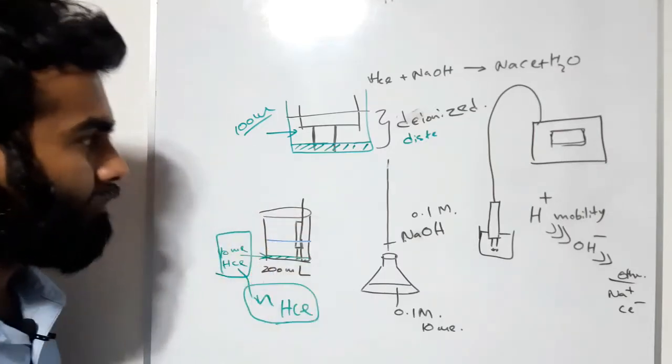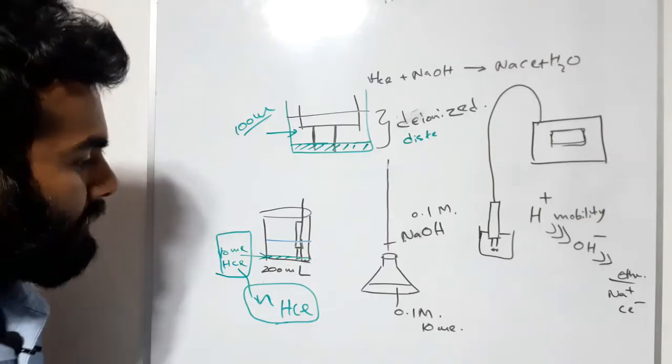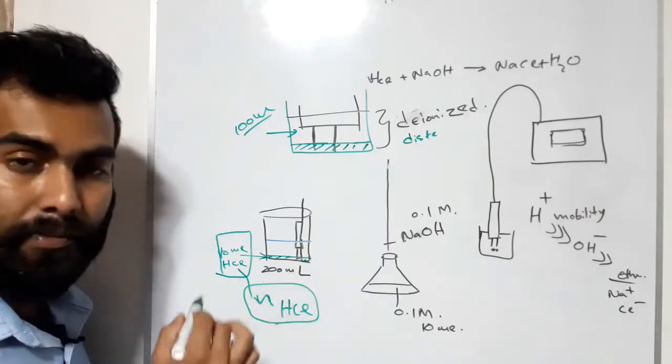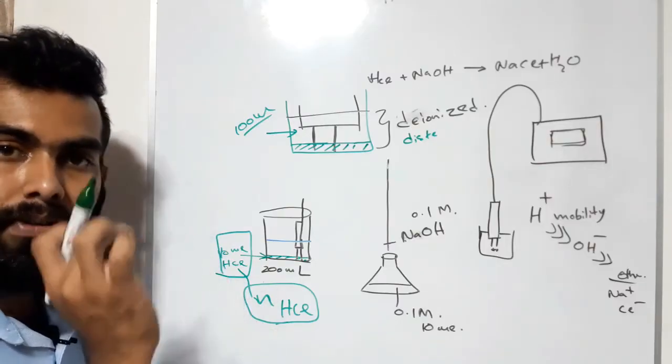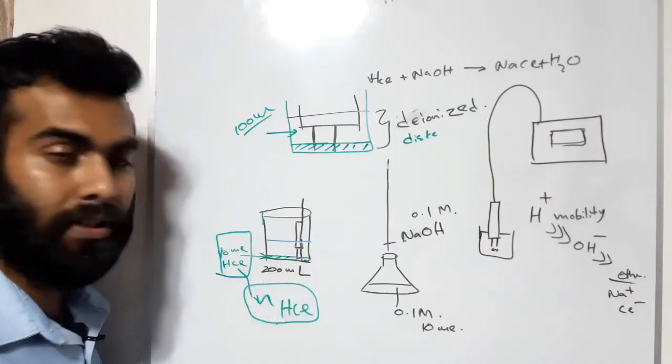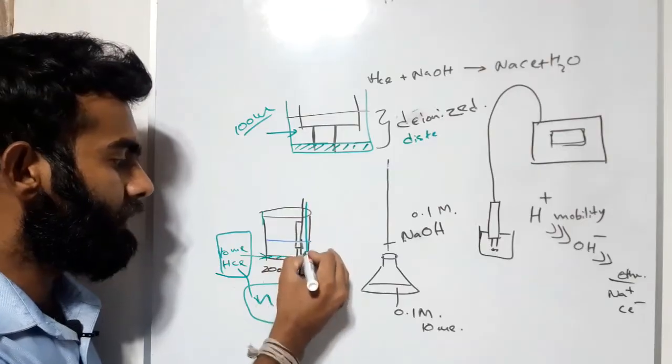Not only that, now we have the conductivity meter cell, water and HCl in the solution, and we have to know the temperature of this solution also. We will add a thermometer.